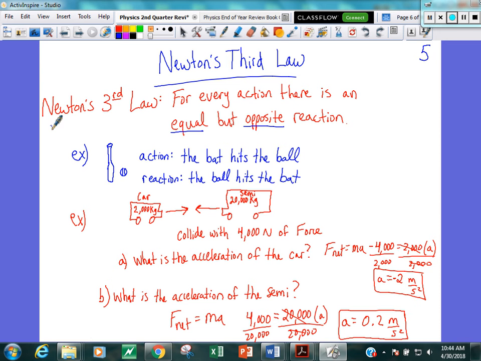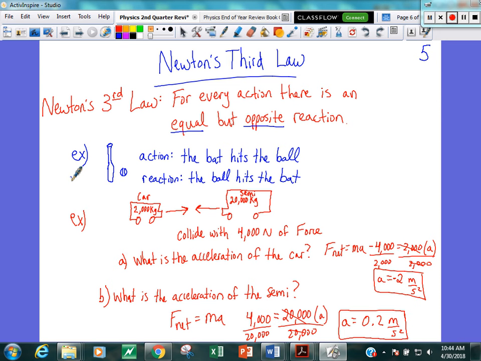So I've got a couple of examples here. On this first example, I'd like you to draw a baseball bat and a baseball. This is a good scenario to look at Newton's third law with. If my action statement is this, the bat hits the ball, what's my reaction? What's the pair force to that? The ball hits the bat. So you just say it the other way around. Equal but opposite.